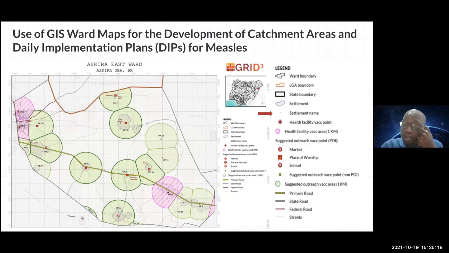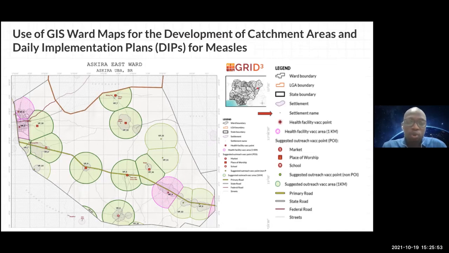And building on that effort, we produce GIS-based maps, as you can see in the video, to help the microplanning effort on how the COVID-19 vaccines are going to be distributed in Nigeria. And this helped in terms of overlaying the greater population estimates to determine the different catchment areas for the COVID-19 vaccines. And this slide, use of GIS world map for the development of catchment areas for daily implementation plans, as you can see.